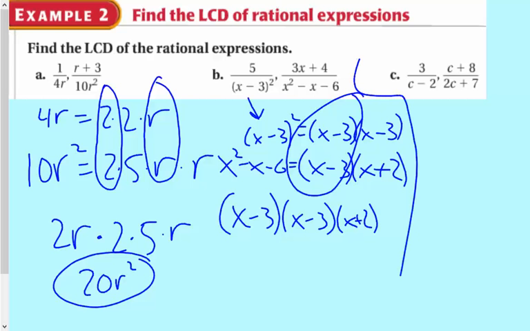And then one more. c minus 2 is just c minus 2. And 2c plus 7 is just 2c plus 7. Neither of those factor. So your LCD is c minus 2 times 2c plus 7.